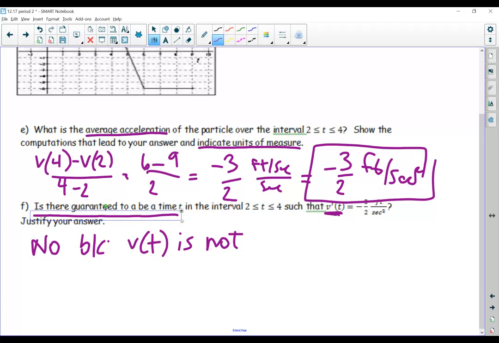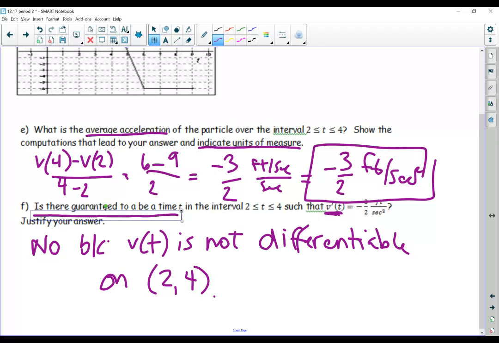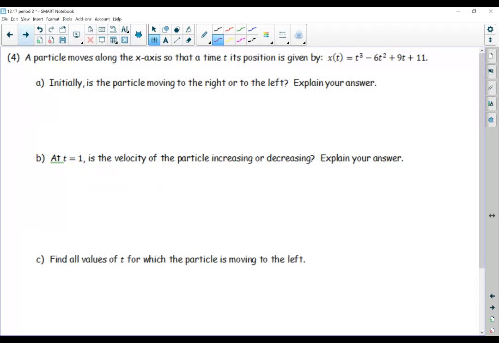Now, did we find a slope equal to negative 3/2? Yes, we did. But is it guaranteed? No, it just happened to happen. It's not differentiable on 2 to 4, so just because it happens doesn't mean it was guaranteed to, which is kind of a coincidence. So there is your graphical example.